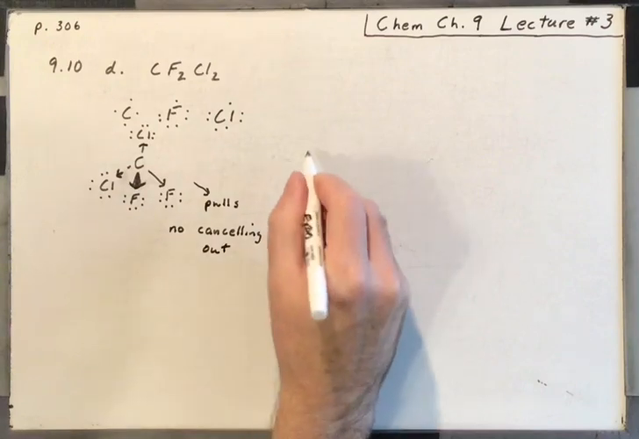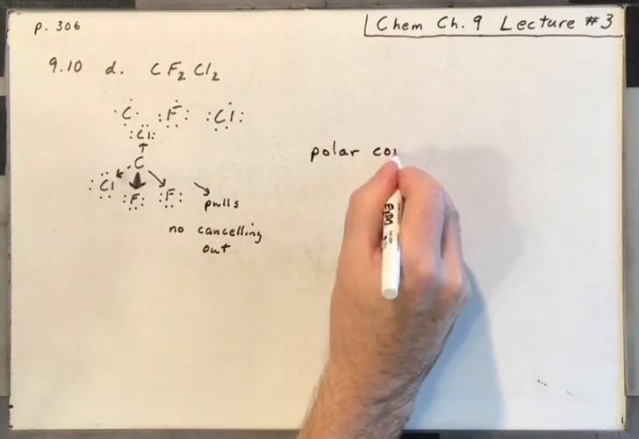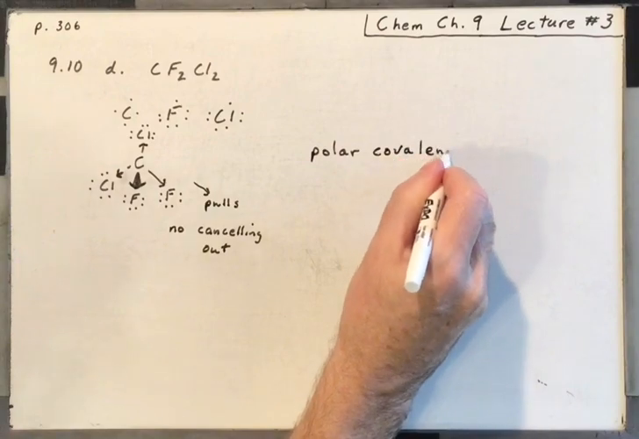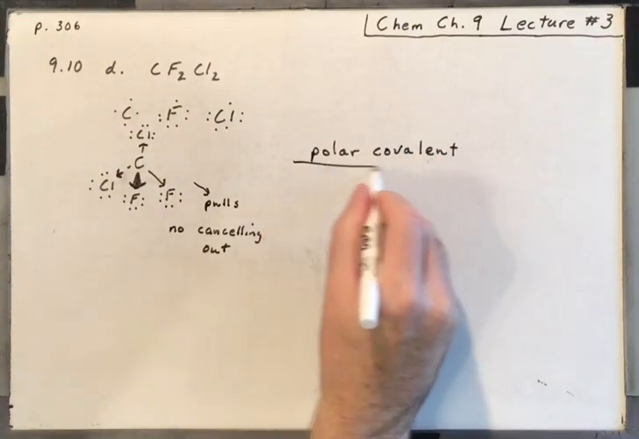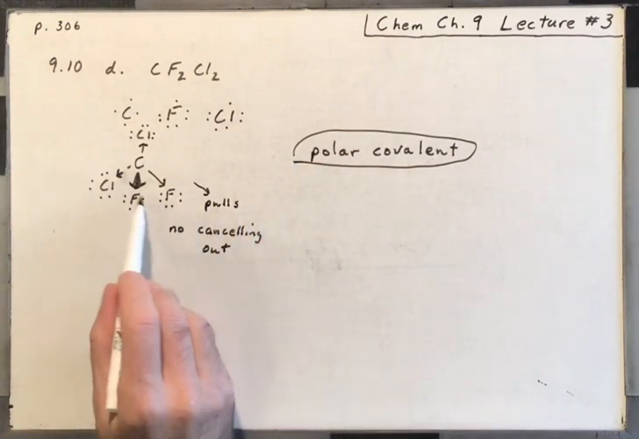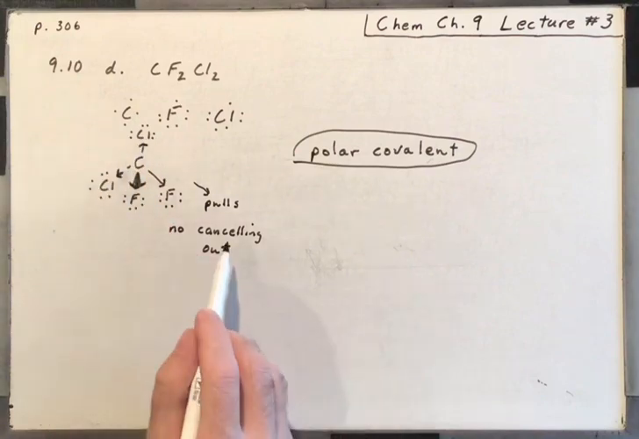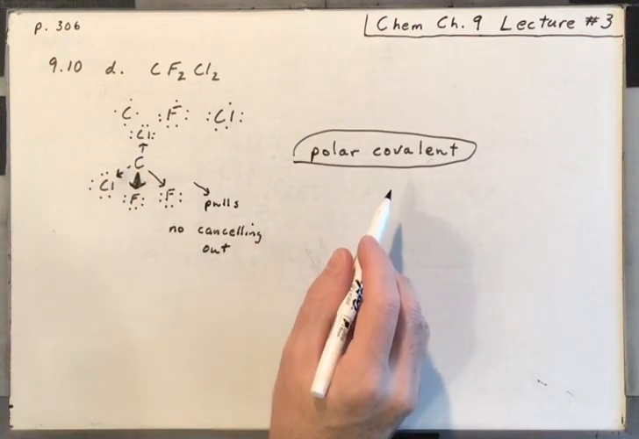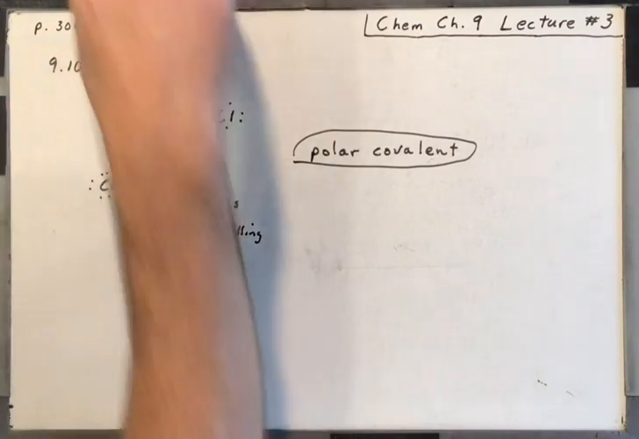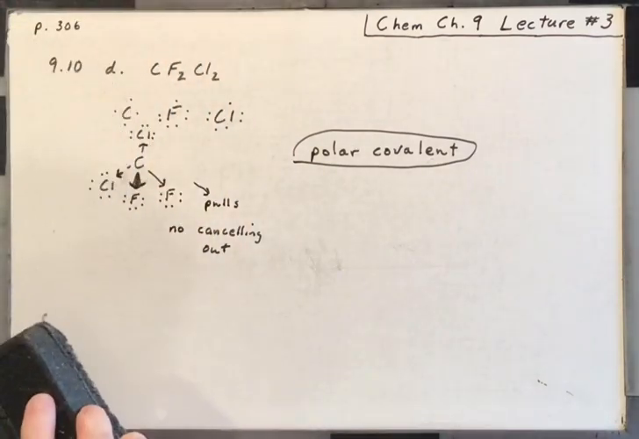Then it's a polar bond, or polar covalent, excuse me. It can be purely covalent with polar bonds if they cancel out, but in this case it doesn't cancel out. Fluorine has different electronegativity than chlorine. So it is polar covalent. All right, I'll go ahead and erase this.